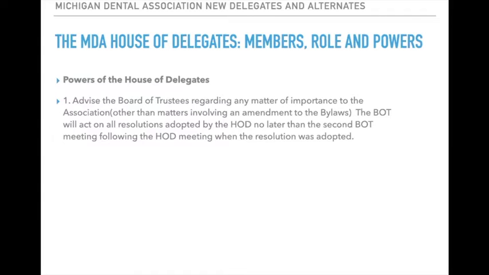Now, as you see in that second sentence, the board will act on all resolutions adopted by the House no later than the second board meeting following the House of Delegates meeting, which would be our one here in April. So typically the board will act on all those resolutions by the summer board meeting, which falls in June. Because we do have a board meeting that always immediately follows the House of Delegates meeting. Usually starts a half hour afterwards. And we did the same thing last year too.